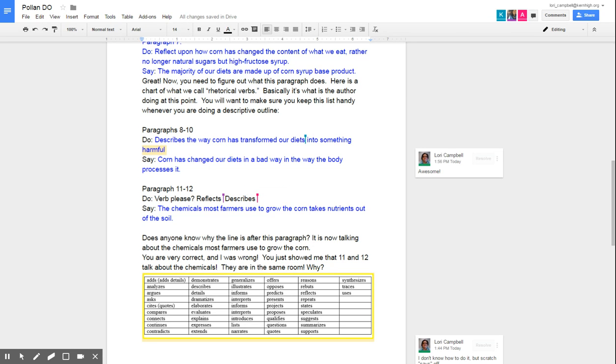Okay. Reflex describes. What about Cameron? Let's see here. Well, go ahead. If you want to change it, you can. We're going to pick one. Everybody gets to pick one, then we'll pick the best one.